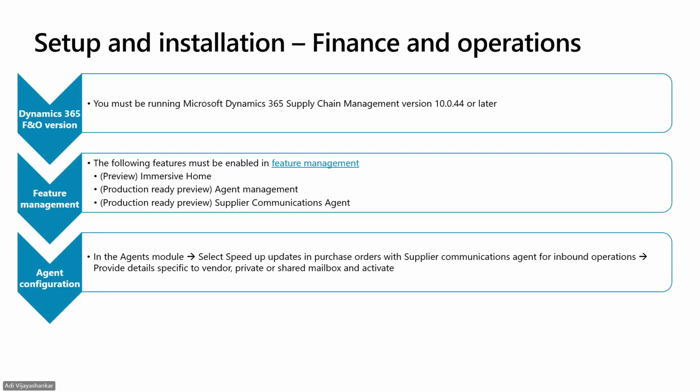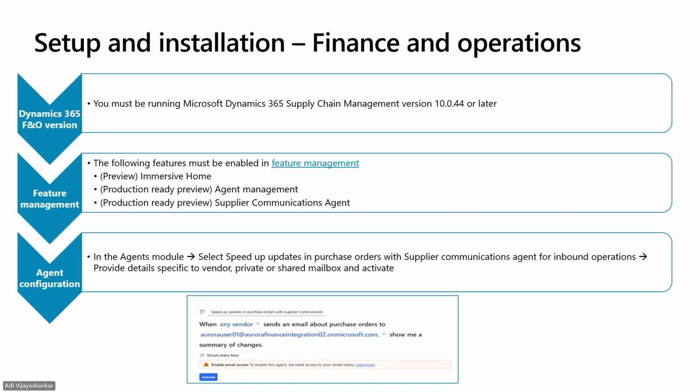Now, the last step is to configure supplier communication agents for inbound email processing. For that, you need to navigate to the agents module, open the agents preview form, and move to the library tab within Dynamics 365 Finance and Operations. Here you need to select speed up updates in purchase orders with supplier communication agent for inbound operation. Now, in the diagram below, you can see that you need to provide details specific to vendors. You need to provide details specific to the private or shared mailbox. After that, you need to click activate and wait for it to be completed.